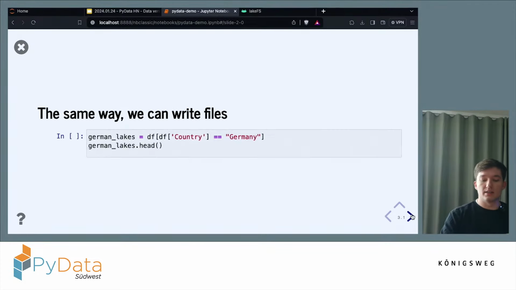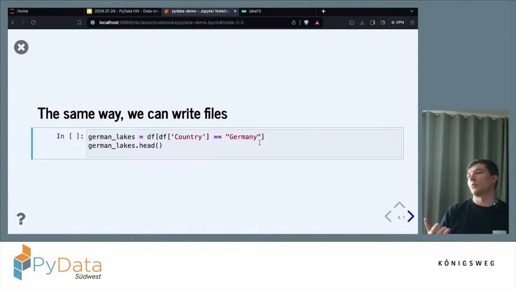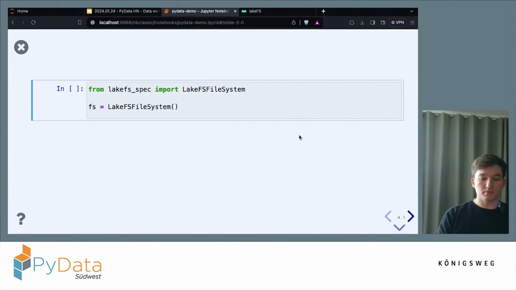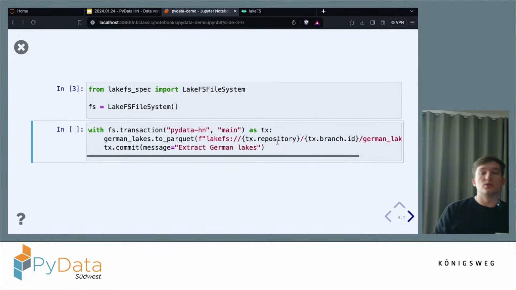We can write files the same way. So let's say we want, for whatever reason, just the German lakes out of that file. So we briefly create that and now want to write that to the file system. Now we need to import something, and we get the LakeFS file system object from the LakeFS-Spec package. And then we use a context manager, the transaction context manager, to conduct our versioning operations. What did we do here?